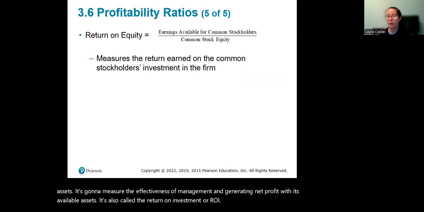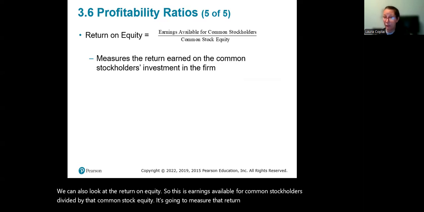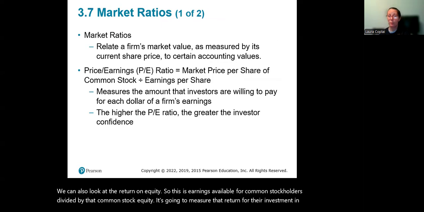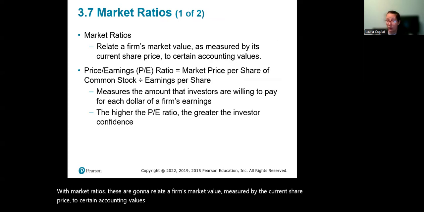We can also look at the return on equity. So this is earnings available for common stockholders divided by the common stock equity. It's going to measure the return on their investment in the firm. Market ratios relate a firm's market value, measured by the current share price, to certain accounting values. One of the things that we're going to look at, especially in your final project, is the PE ratio, the price earnings ratio.